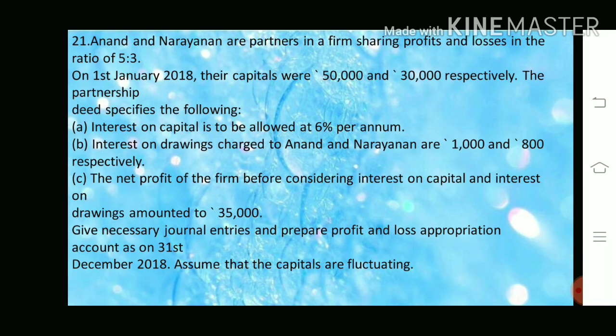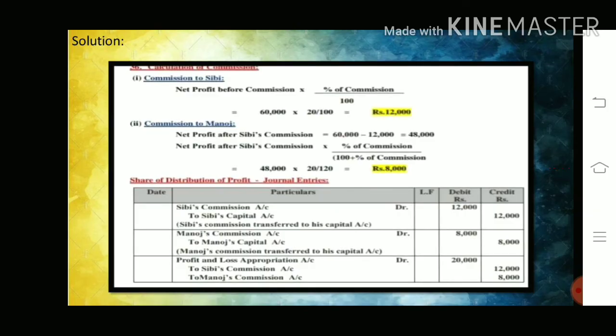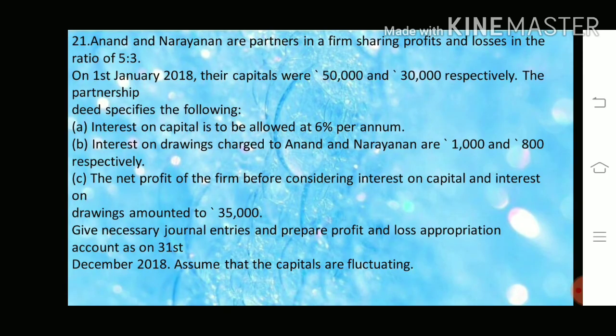First point, interest on capital. Interest on capital is to be allowed at 6%. So interest on capital account debtor to partners' capital accounts. The partners' names are: to Anand capital account and to Narayanan capital account. Look at how much interest on capital there is. Capital of 50,000 is there, isn't it? If you calculate 6% on that, it is 4,800. According to the ratio 5:3, if you divide it, Anand gets 3,000 and Narayanan gets 1,800.